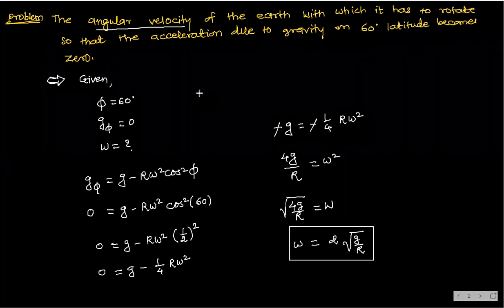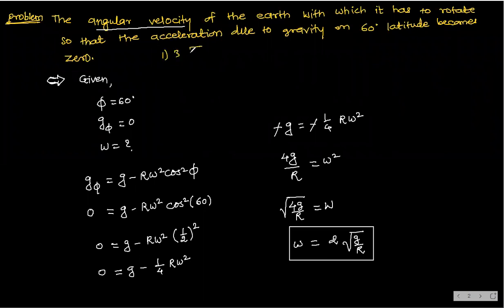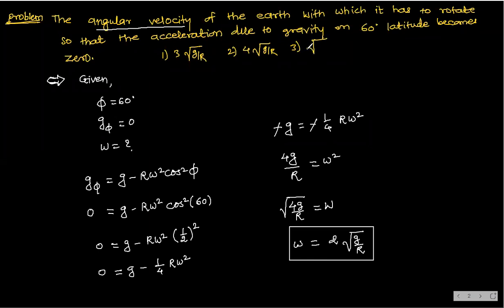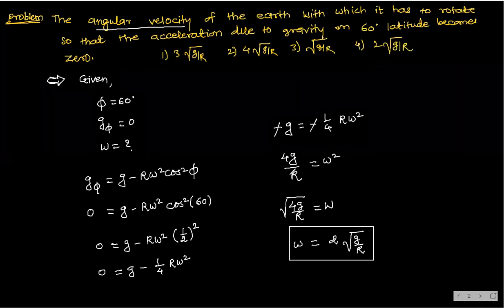Okay. We should not only find omega, he is asking. Because in this question they have given options like this. You see, I am writing options also. Option number 1, 3 root g by R. Option number 2 is 4 root g by R. Option number 3 is root of g by R. And option number 4, 2 root g by R. So what is the answer? Fourth one, 2 root g by R.